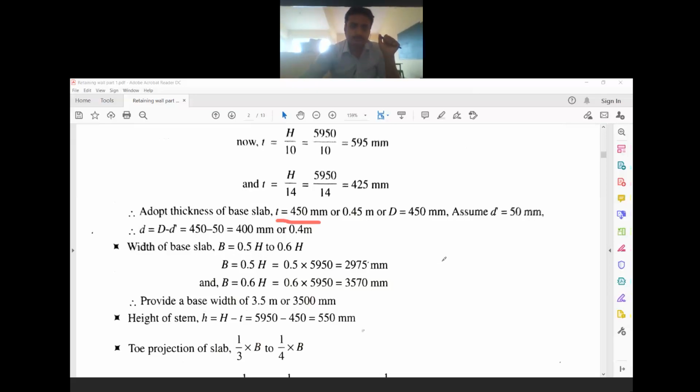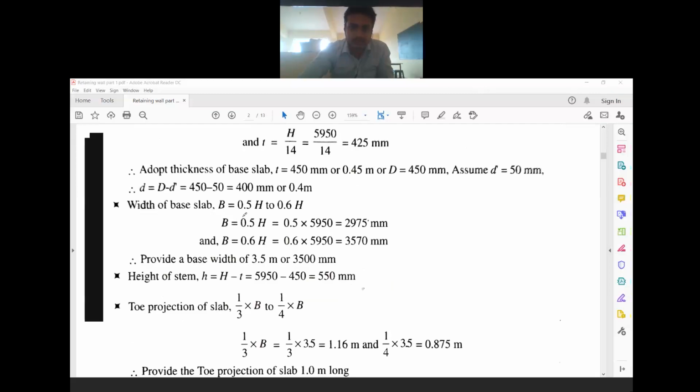Okay. Now, next step is we shall calculate the width of the base slab. So base slab width ಎಷ್ಟಿರಬೇಕು ಅಂತ. So thickness ಆಯ್ತು, width how to calculate. So it should be in a range between 0.5 h to 0.6 h. So 0.5 h ಏನು ಬರುತ್ತೆ, 2975 mm. 0.6 h ಎಷ್ಟು ಬರುತ್ತೆ, 3570 mm.